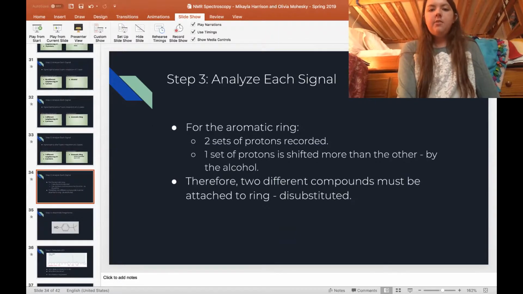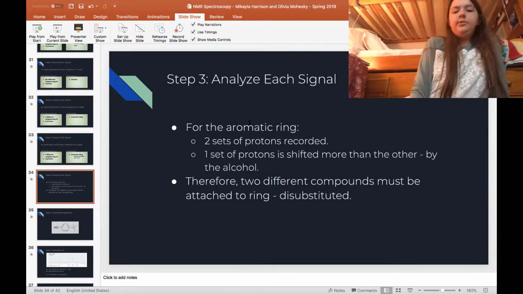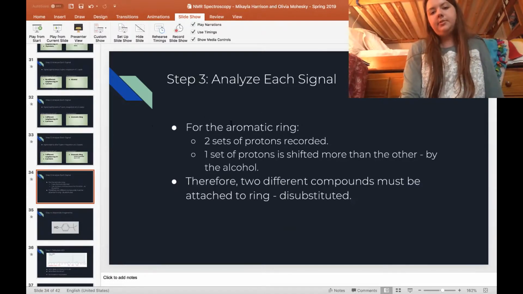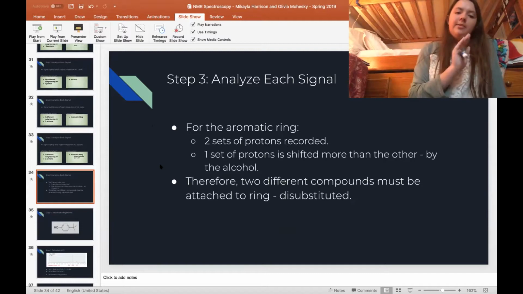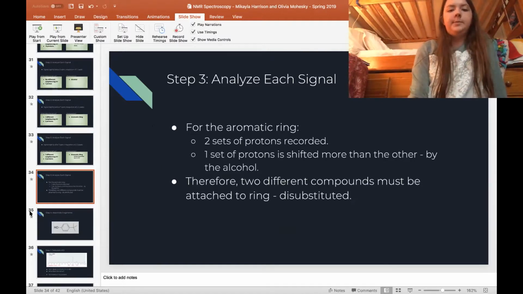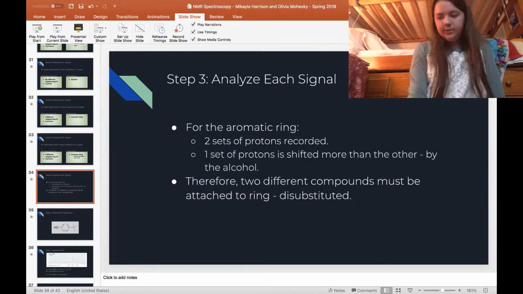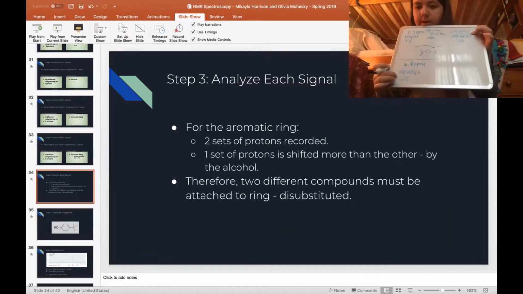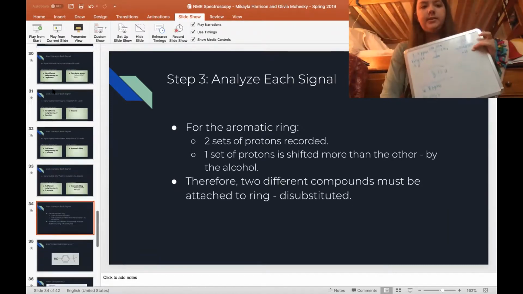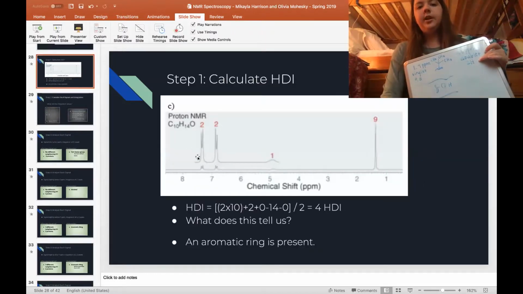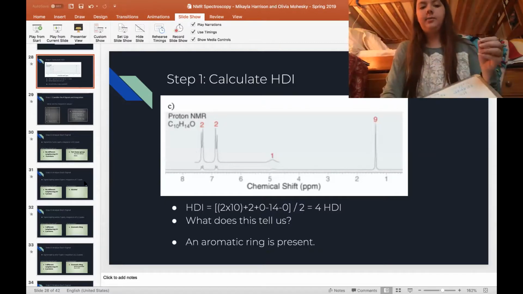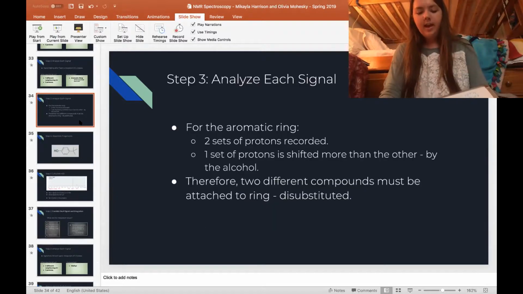Okay, so now it's about analyzing each signal. I told you that there were 2 signals that were probably present for the aromatic ring. So there are 2 sets of protons recorded. One set of protons is shifted more than the other, one of those was a little bit higher than 7. Therefore, 2 different groups must be attached to the ring, showing that it's probably di-substituted. If we combine this with the spectrum, there were 2 hydrogens here, and then 2 hydrogens there. We add those up, that's 4. And the ring has 6 spots. So that means there are 2 areas where it could be substituted.